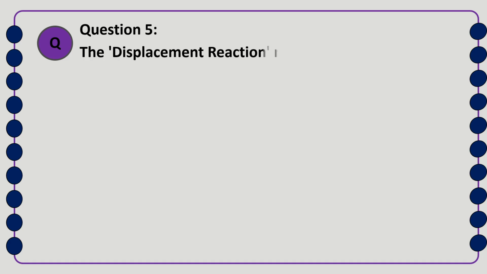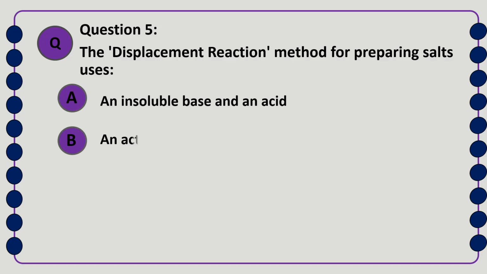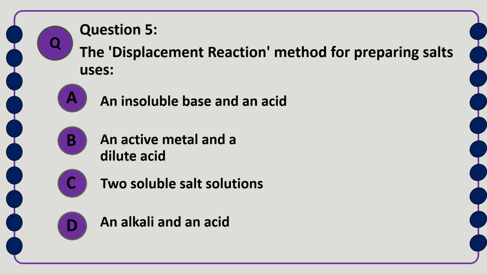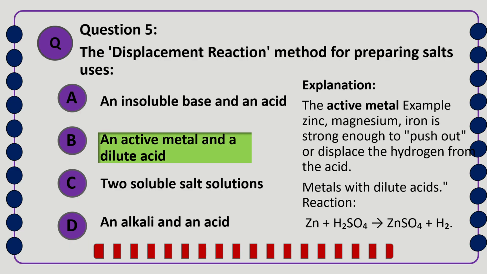Question number 5. The displacement reaction method for preparing salts uses. This was there in your lower class. An insoluble base and an acid, active metal and dilute acid, two soluble salt solutions, alkali and acid. Yes, the correct method is active metal and dilute acid.